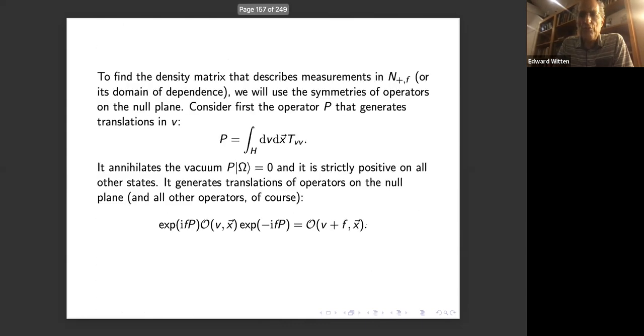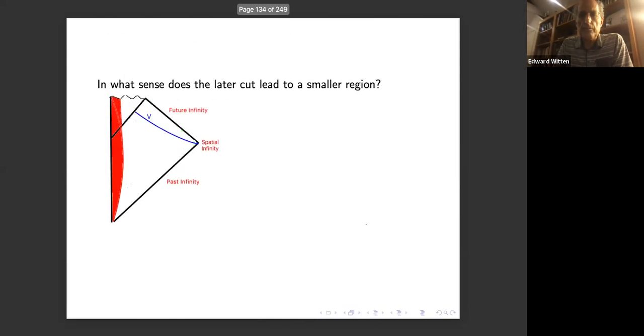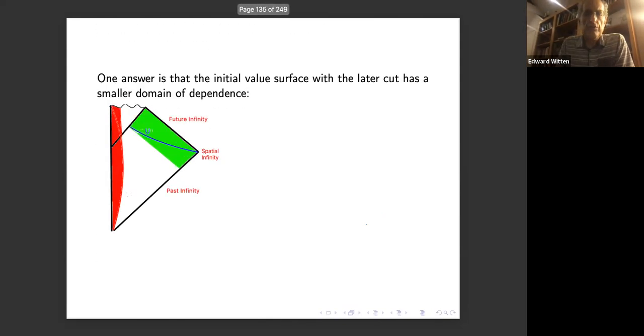So if we go back to where I first described it, the first place I introduced the cuts, here I had two different cuts. V is to the future of u. And I want to claim that the generalized entropy on the cut V is no less than it is on the cut U. Almost always bigger, but anyway, no less.